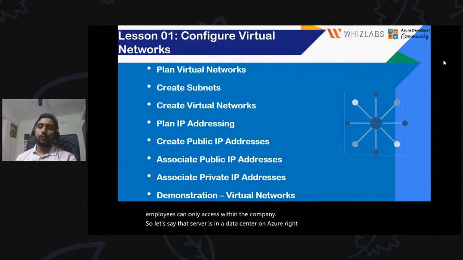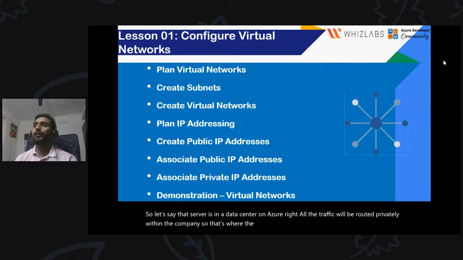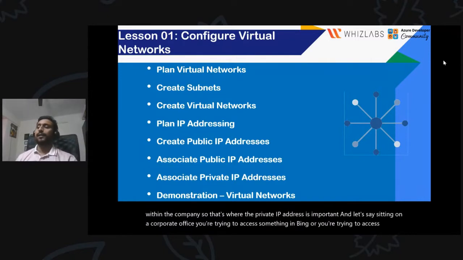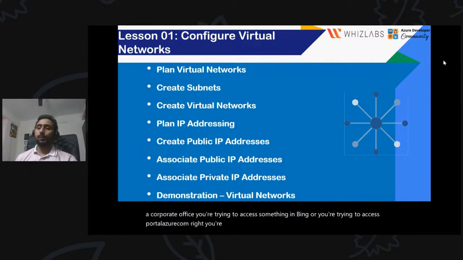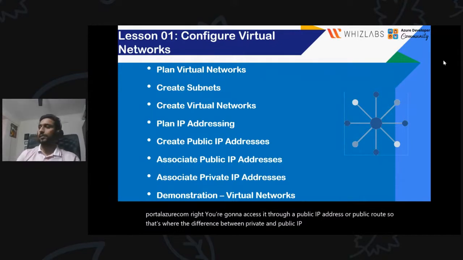All the traffic will be routed privately within the company. So that's where the private IP address is important. And let's say you're sitting in a corporate office, and you're trying to access something in Bing, or you try to access portal.azure.com. You're going to access it through a public IP address or public route. So that's the difference between private and public IP addresses.